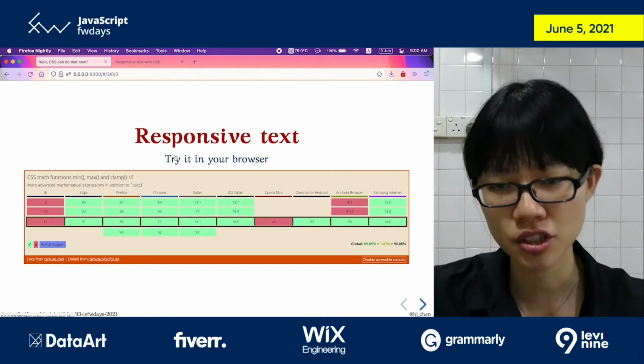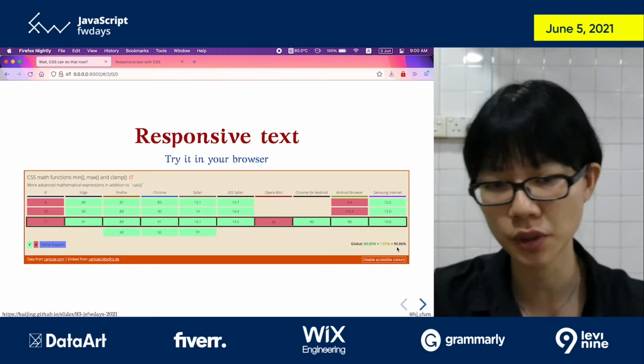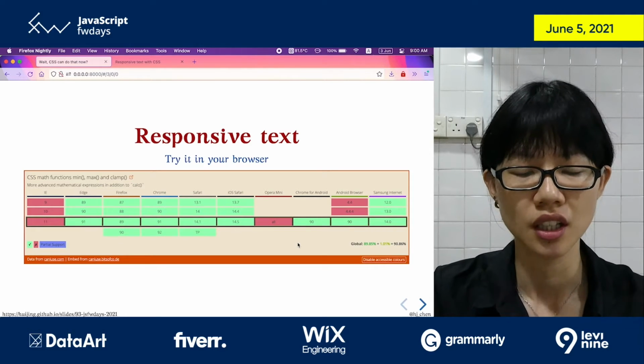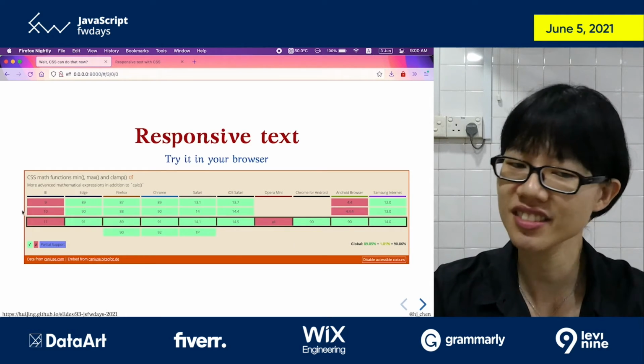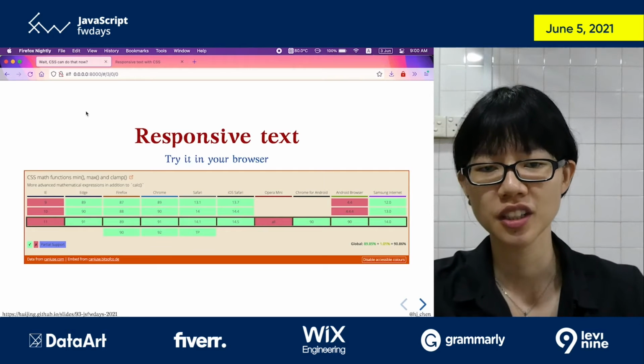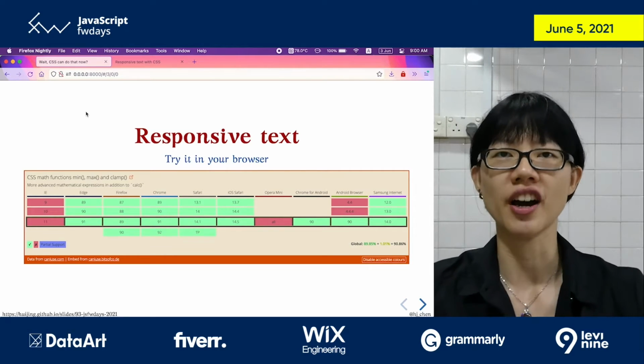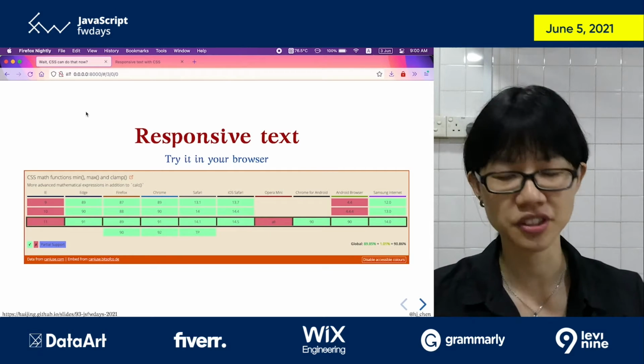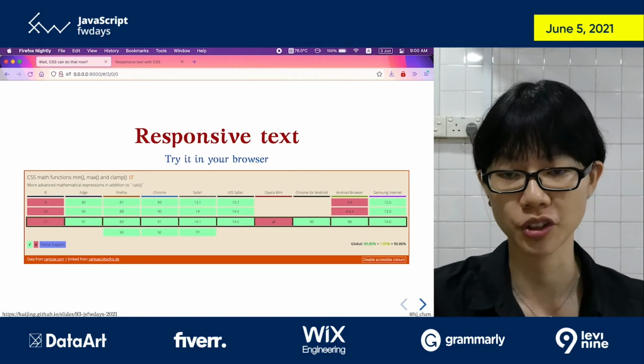The support for the clamp function is not too bad, about 91%. Most major browsers have it. I mean, IE11 is going to be retired this year, so it's worth a try if you need to build something with responsive typography moving forward.